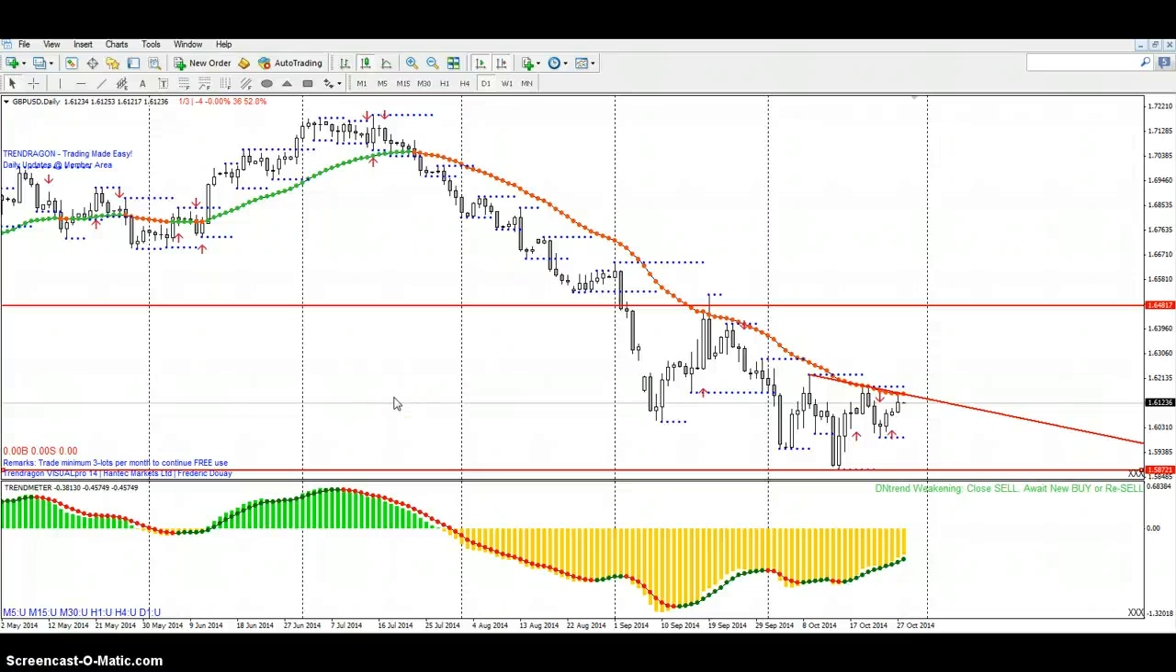So this is the British pound, and that's the daily chart of the British pound. And it is actually doing something interesting, which we should recognize very quickly.